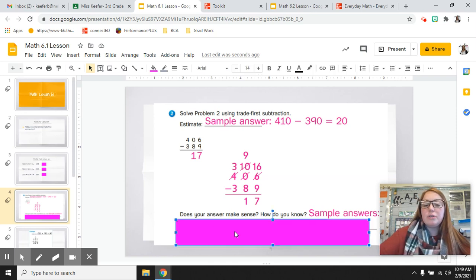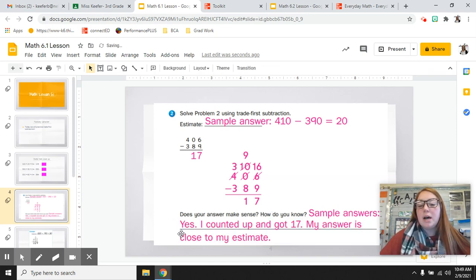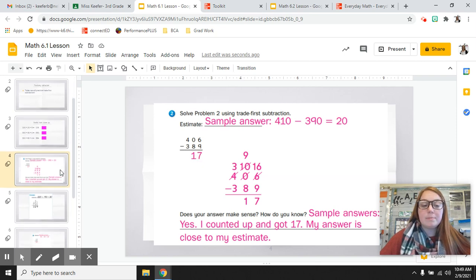And then it says, how do you know your answer makes sense? I counted up and got 17. My answer is close to my estimate. So our estimate was 20. Our answer is 17. So they are pretty close. So we know that they make sense. Pause the video while you fill in for the rest of problem 2.